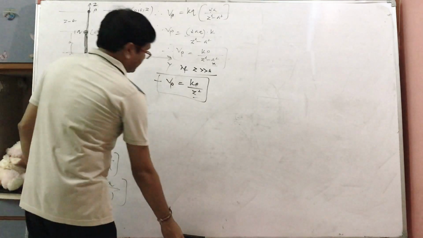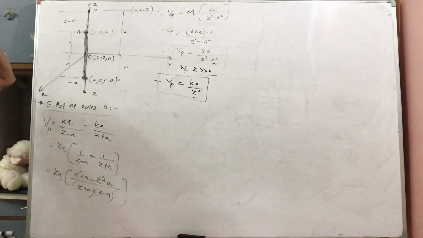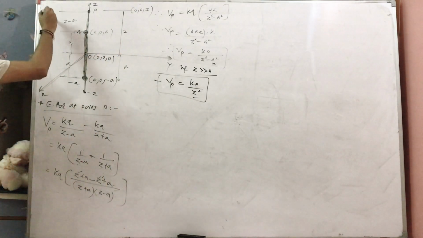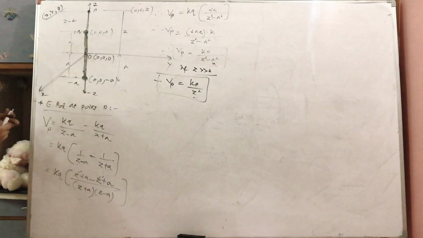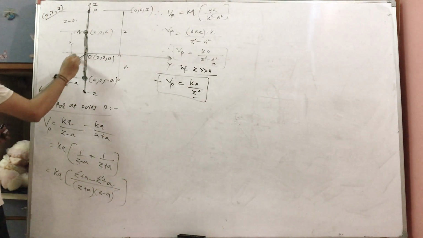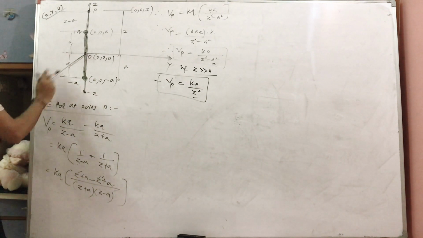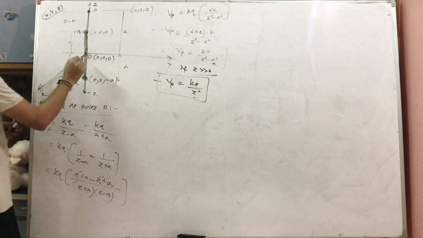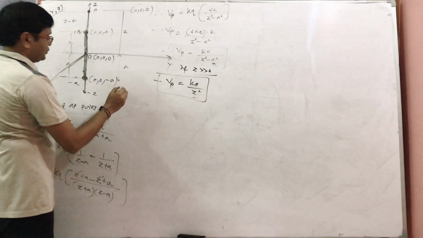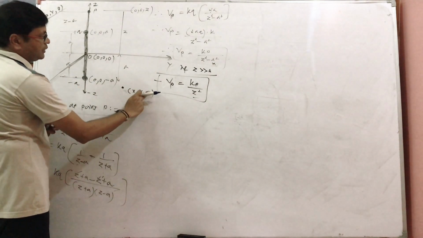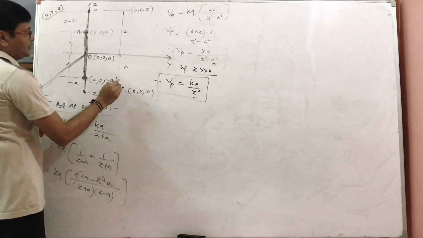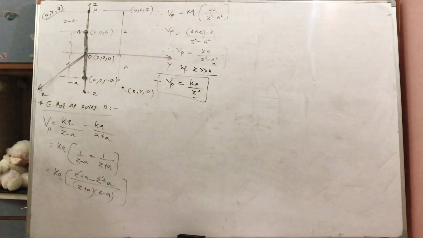Now we have to think about x, y, 0. What is the potential at x, y, 0? So where is x, y, 0? This is the x axis. Now be alert. This is a simple geometrical concept, and this is y. So obviously somewhere here is your x, y, 0, with z coordinate 0. We would like to find the potential here.